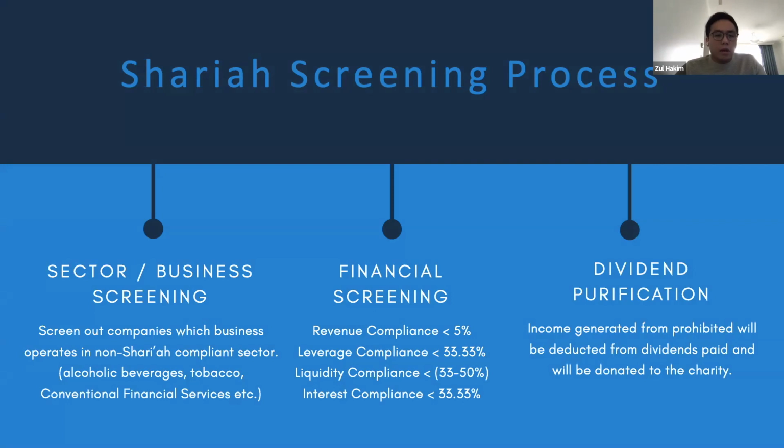Later on, after this business screening, they will also apply the financial screening, which has four categories: revenue compliance screening, leverage compliance screening, liquidity compliance screening, as well as interest compliance screening.